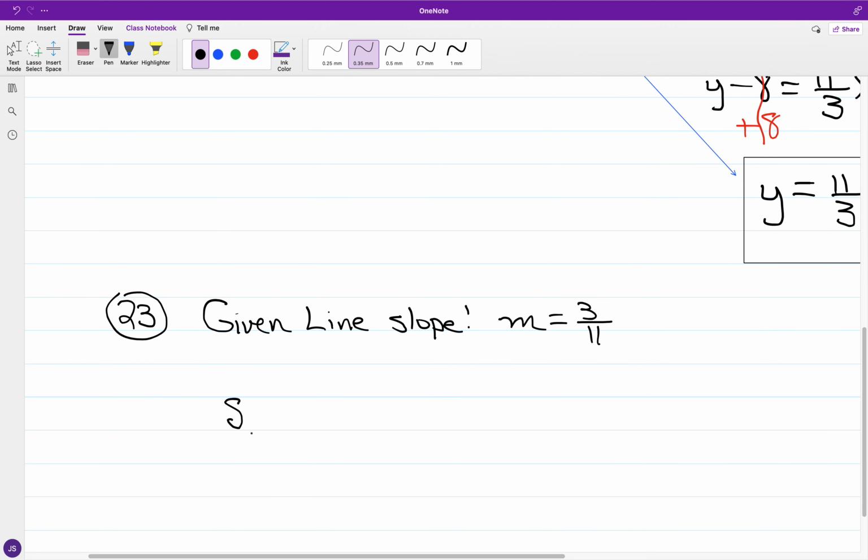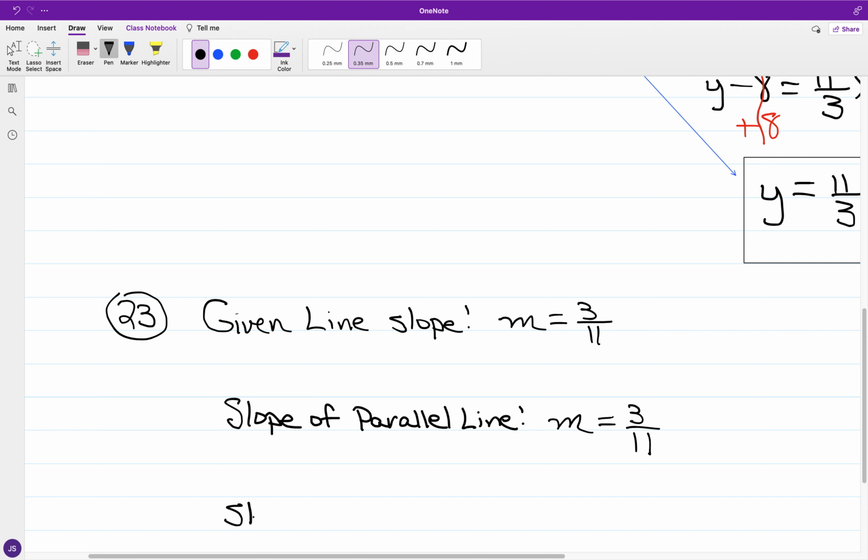Now for the slope of the parallel line, again, parallel lines are going to have the same slope. So one line has a slope of 3/11. So guess what? A parallel line is going to have the very same thing. So here we have the slope is equal to 3/11.